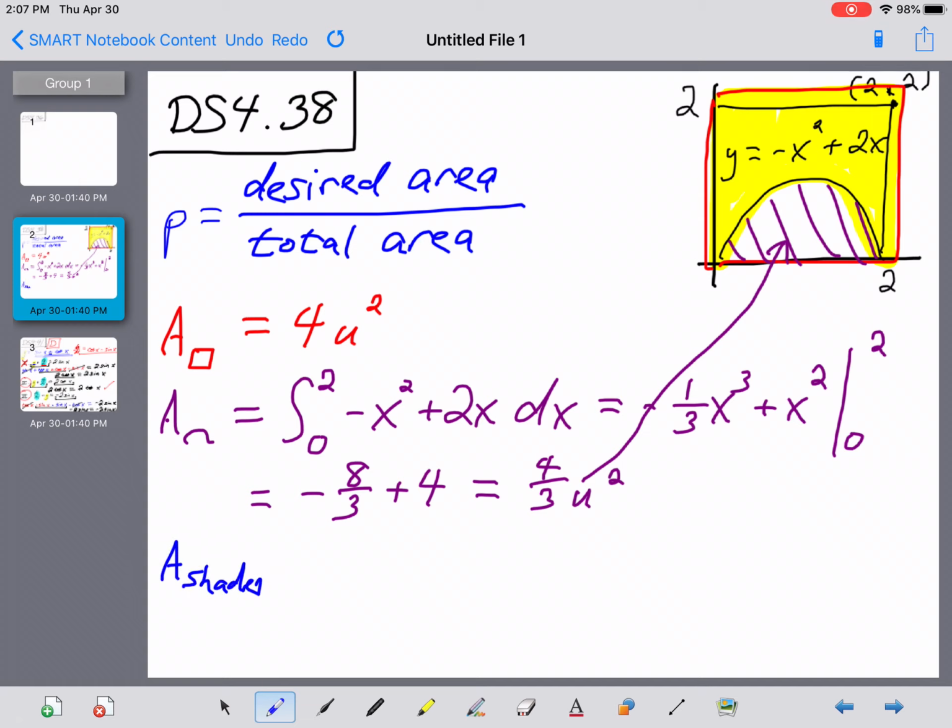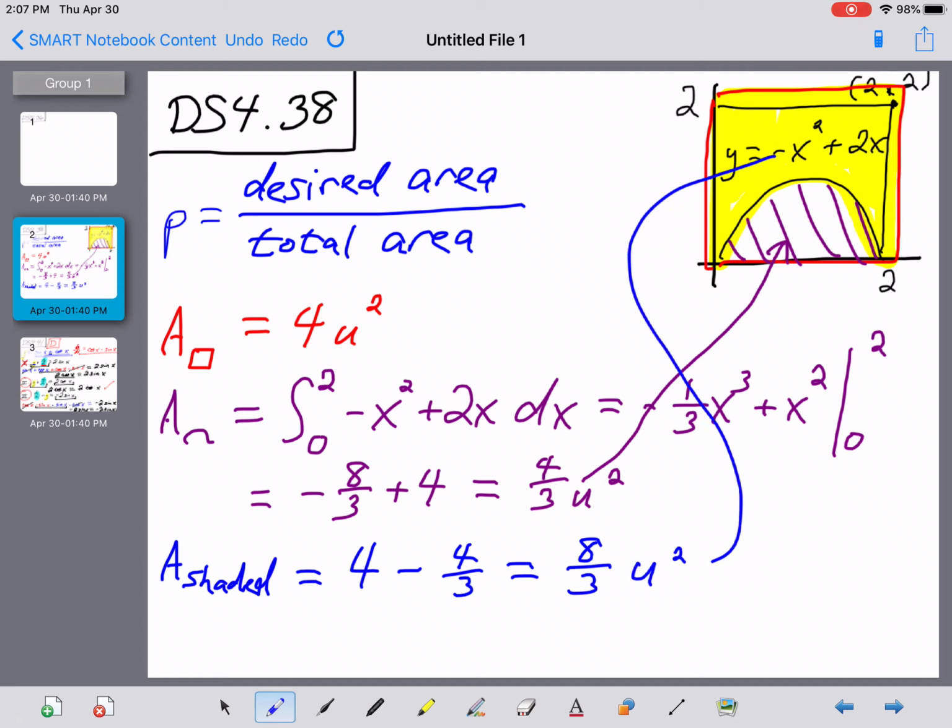What we really need to find next is the area of the shaded region. The way that we find a shaded region is we take the area of the entire figure, which is 4, and subtract the area of the unshaded region, which is 4/3. This is interesting. We're kind of running back in circles right here. So this is 12/3 minus 4/3. That's going to get us 8/3 square units, and that is going to be the area of the shaded portion up above.